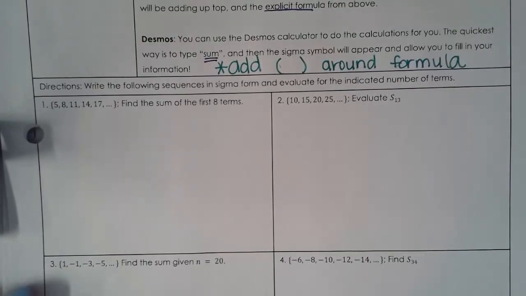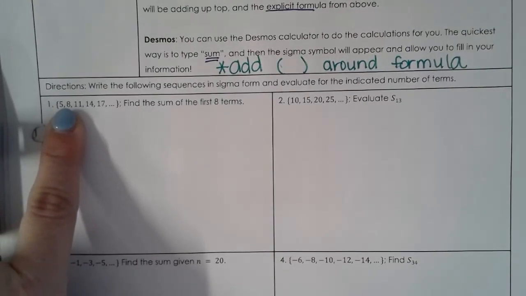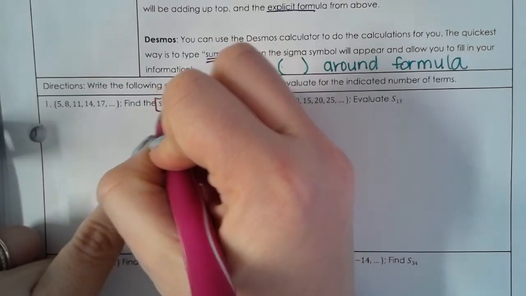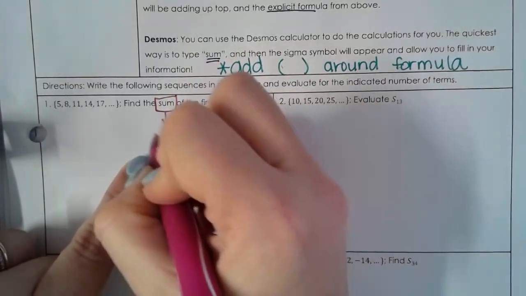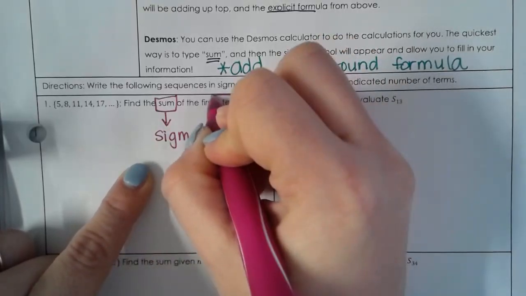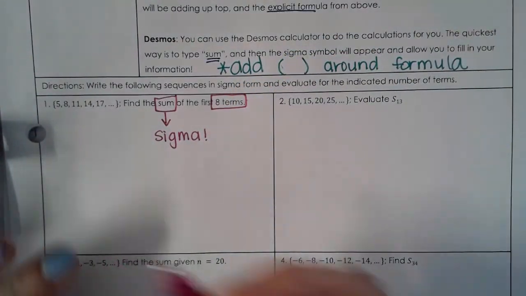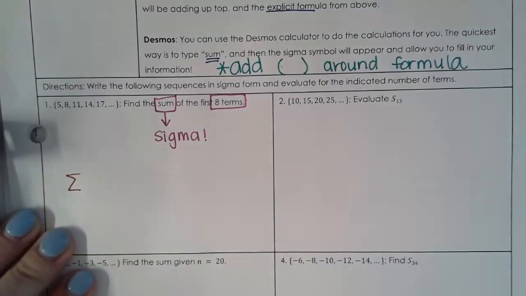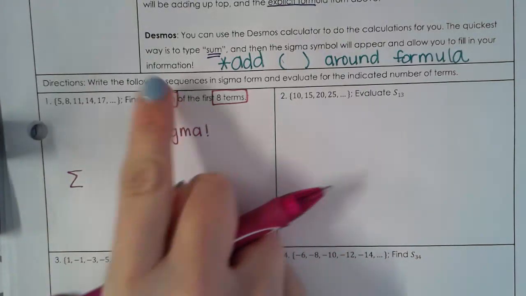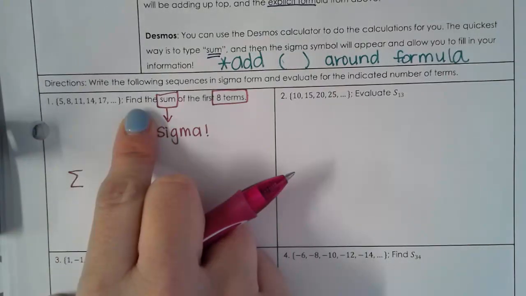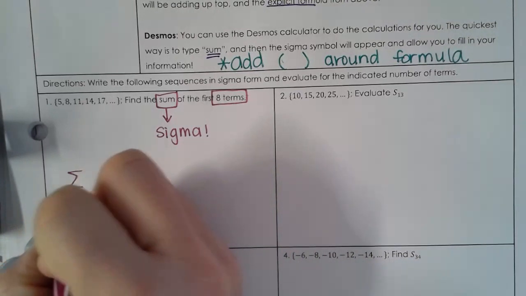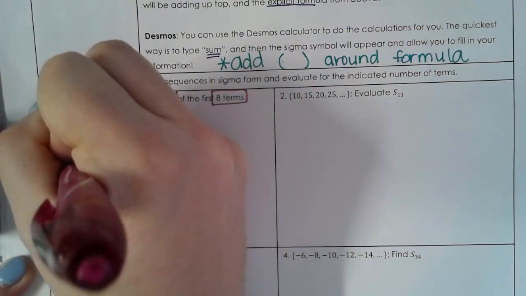So we're going to jump into an example. I've given you the sequence 5, 8, 11, 14, 17, and I said find the sum of the first 8 terms. Automatically I'm going to be doing sigma because it has told me to find the sum. It didn't tell me to find the 8th term, the 8th number on the list. It wants me to add up the first 8. So in sigma, I'm going to put n equals 1 on the bottom and 8 on the top.